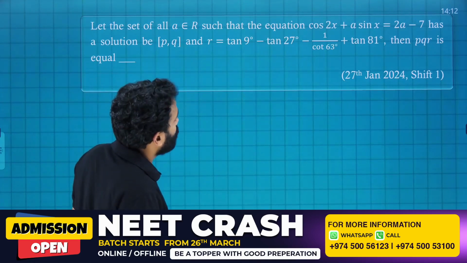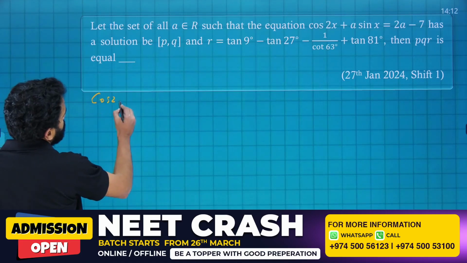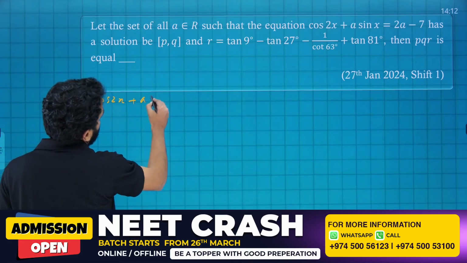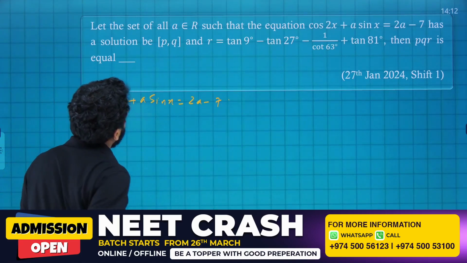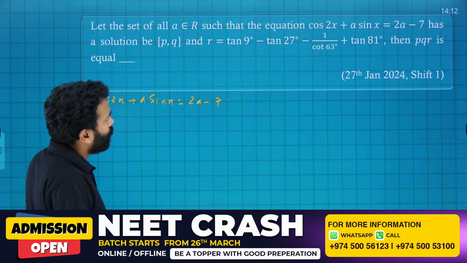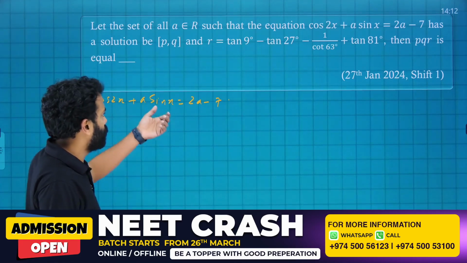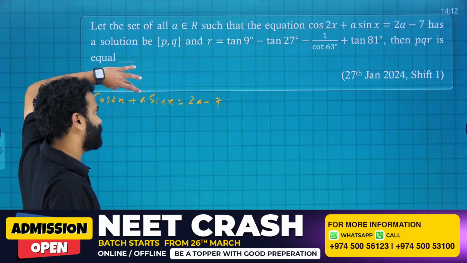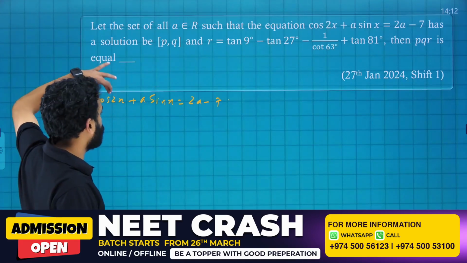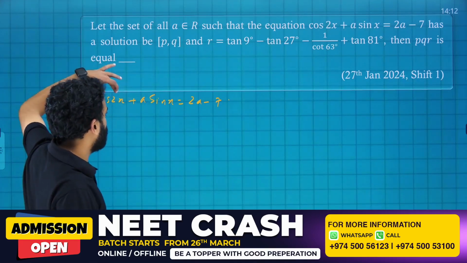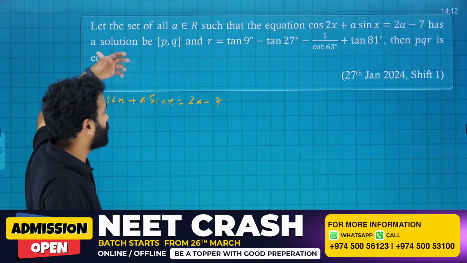See, here the first equation is cos 2x plus a sin x, which is equal to 2a minus 1. To solve trigonometric equations, or if you got an equation like this, in most cases it will be better if you convert this in terms of a single trigonometric function. Here we have cos 2x as well as sin x. If you convert this in terms of sin x, then it will get easier.